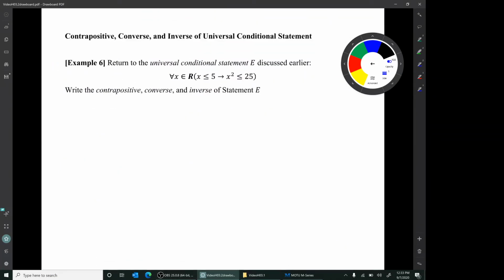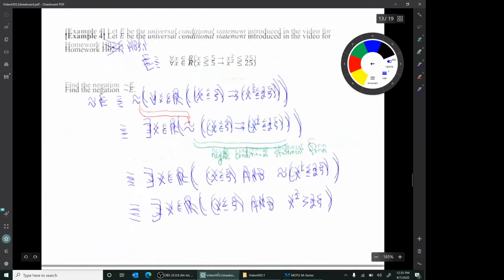Now let's return to this universal conditional statement E that we discussed earlier. That was a false universal conditional statement. Let's write the contrapositive, converse, and the inverse of that statement. Now we've discussed the contrapositive, converse, and inverse of conditional statements. Let's go back up and look at that from the previous section.